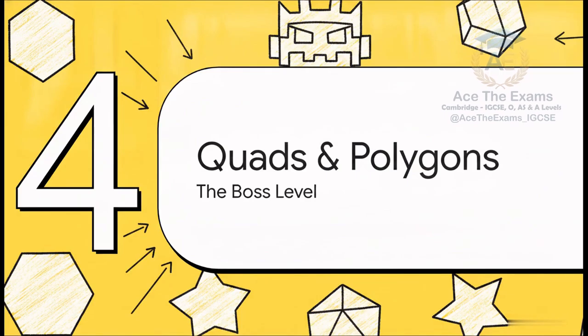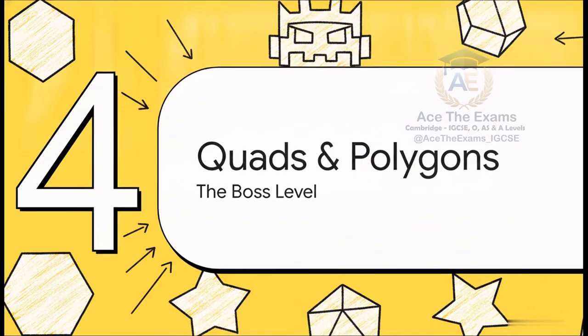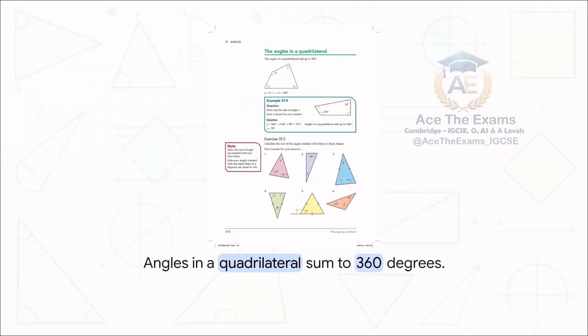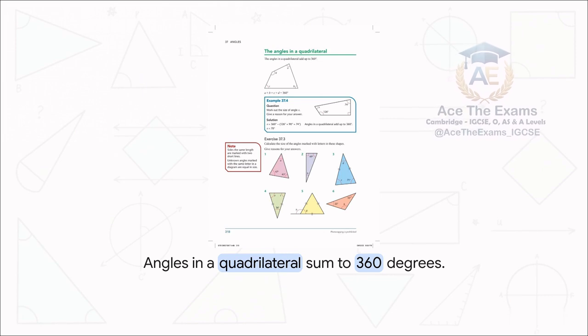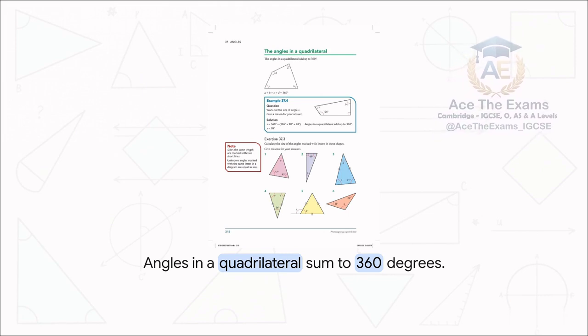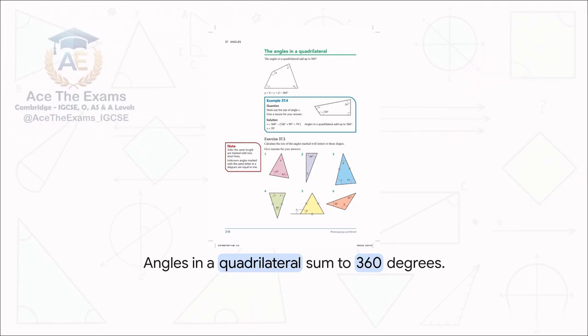Section 4, Quadrilaterals and Polygons, the boss level. Let's step up to the really complex, high-mark geometry puzzles that separate the standard grades from the A-stars. Because any quadrilateral can be split neatly down the middle into 2 triangles, their interior angles will always sum to exactly 360 degrees. No matter how squished or distorted the shape looks, that rule holds firm.